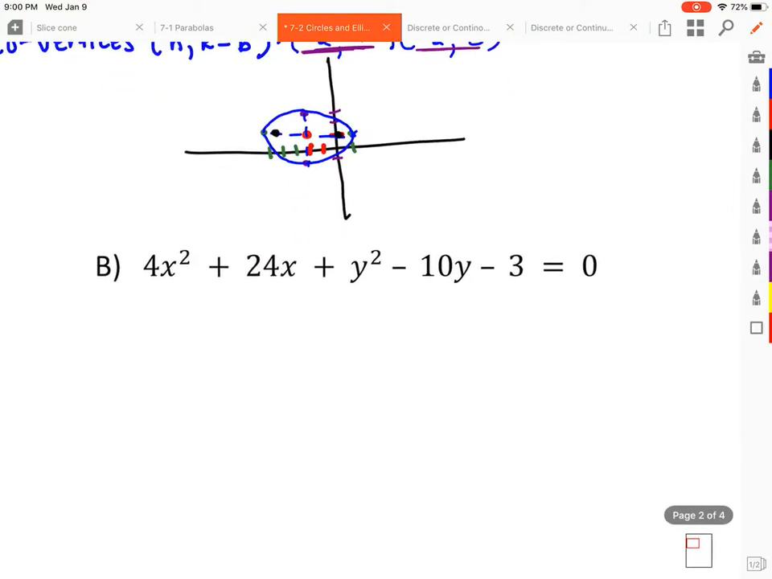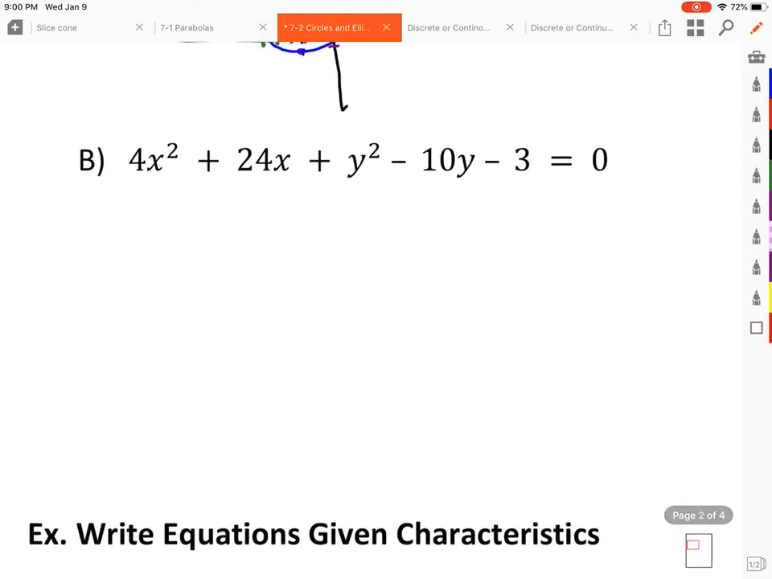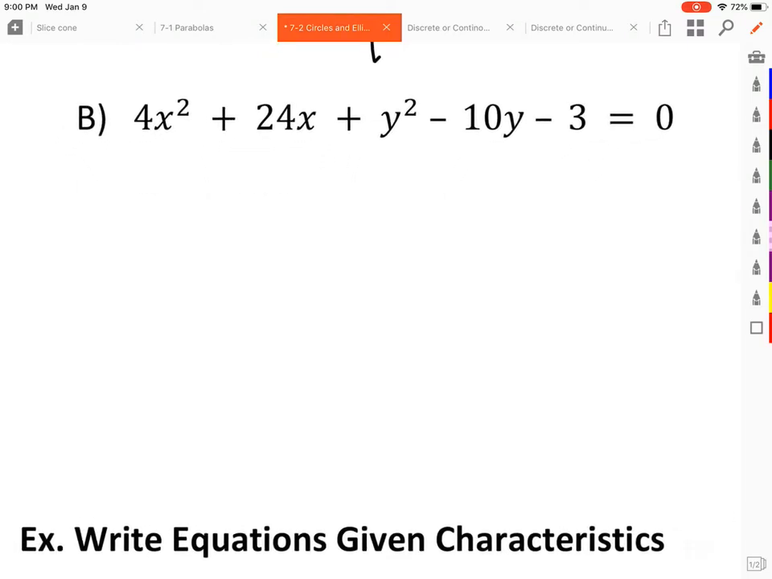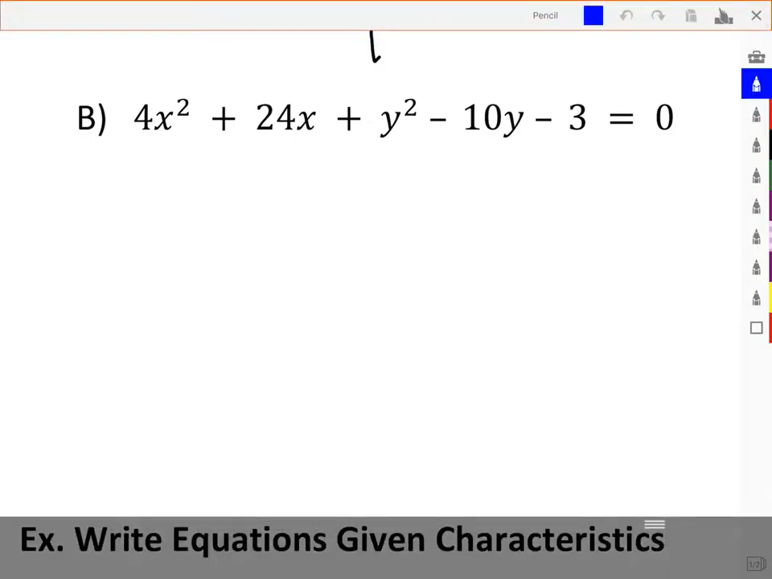All right, here's another one. I've got 4x squared plus 24x plus y squared minus 10y minus 3 is equal to 0. Okay, so that's in standard form. This is what I was talking about at the very beginning. We can tell that this is going to be an ellipse, not just because this is the section that we're on, but we've got two square terms, the x squared and the y squared, and they have different coefficients. So we know that this is an ellipse because of that.